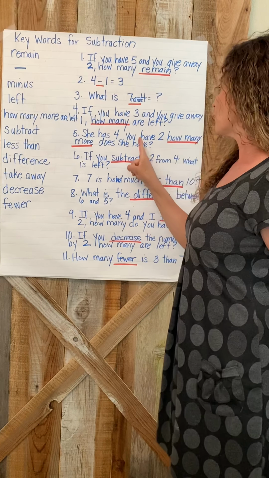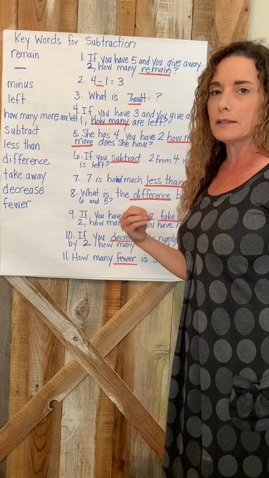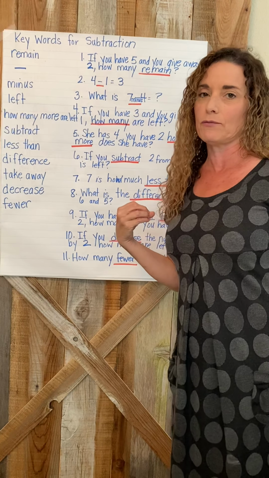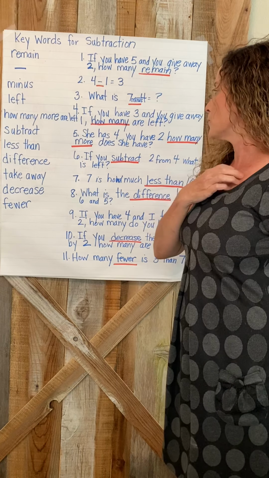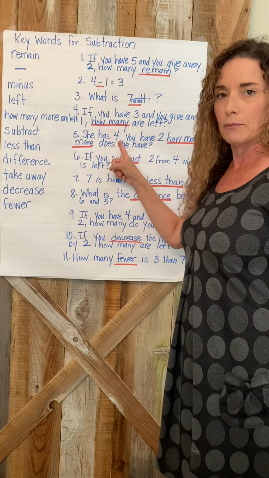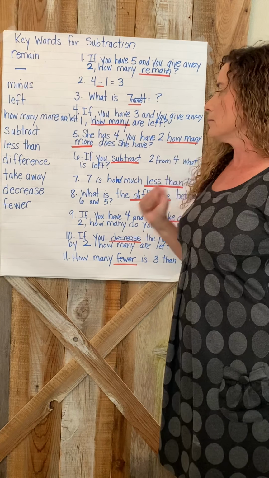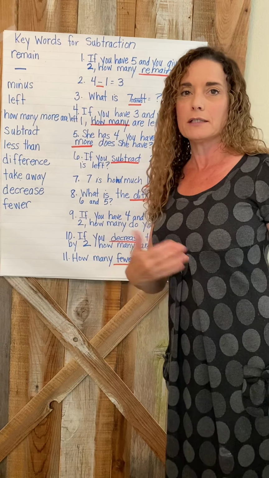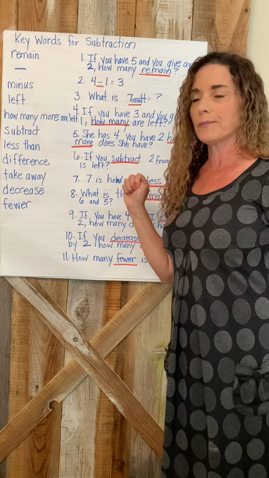Okay, she has 4 and you have 2. How many more does she have? This is one that always is a problem, especially in first grade. It sounds a lot more complicated than it is, but what you have to do is take the big number 4, take away the smaller number. That will tell you how many more she had than you, because she has some left and you don't. So 4 take away 2 is 2.